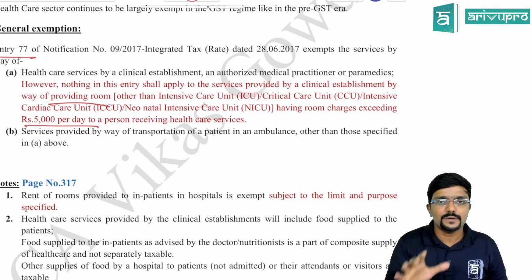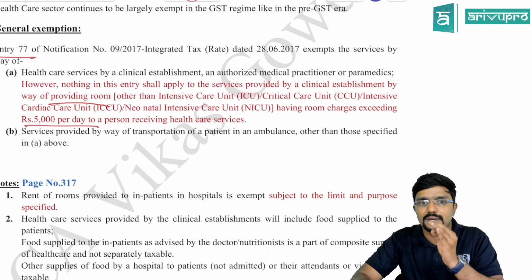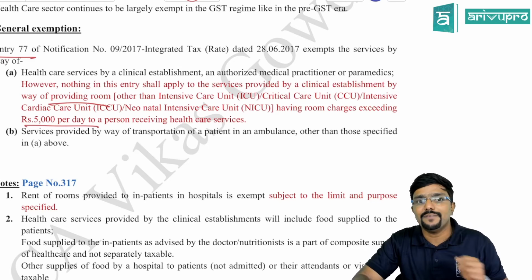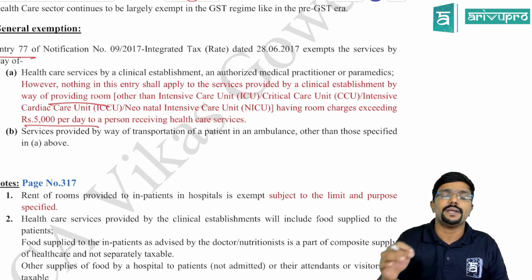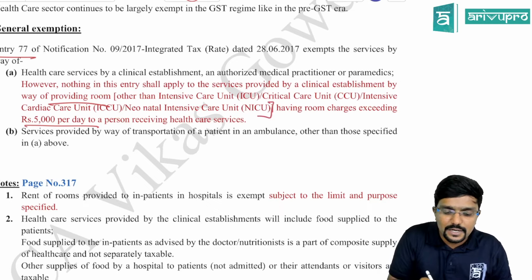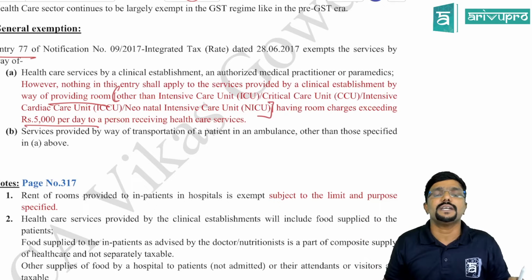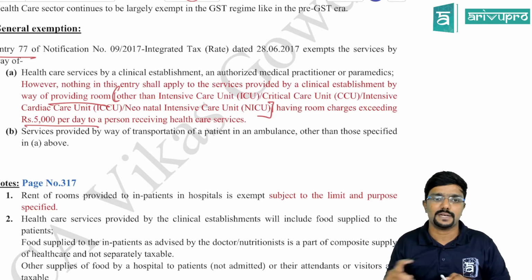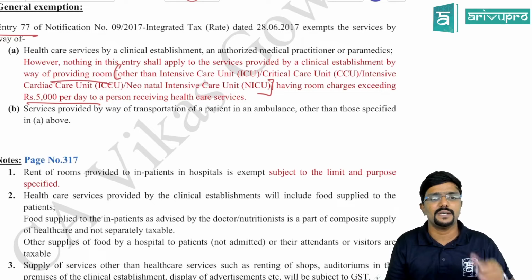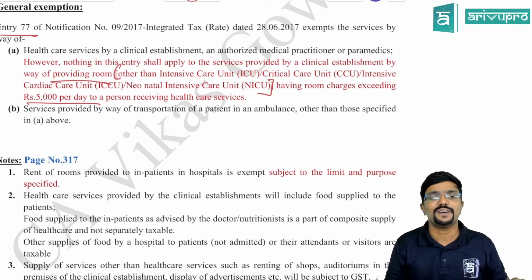But this 5,000 limit is not applicable other than intensive care unit, that is ICU, critical care unit, that is CCU, intensive cardiac care unit or neonatal intensive care unit having room charges exceeding 5,000 per day to a person receiving health care services. Means for that services, whatever is mentioned in the bracket, there is no amount limit. Assume for ICU, a hospital is charging 10,000 per day. Is it taxable? No, entire amount is exempt, guys. Then coming to B point, there is no change in it. That is services provided by way of transportation of a patient in an ambulance other than those specified in A above.